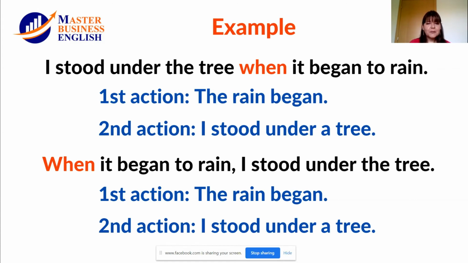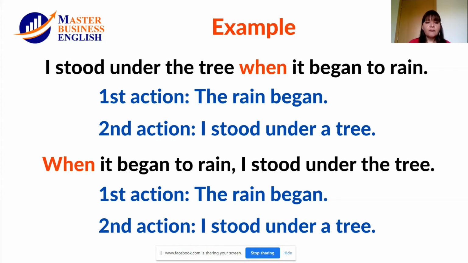Let's see the other example. When it began to rain, comma, I stood under the tree. Here, I have just located when at the beginning. And in order to divide the clauses, I use a comma between them. Don't forget, the when clause could also be while or if, but we are going to see those topics later on in other sessions. In this case, when the when clause goes at the beginning of a sentence, don't forget, please, to put a comma between the clauses. The comma is really important.